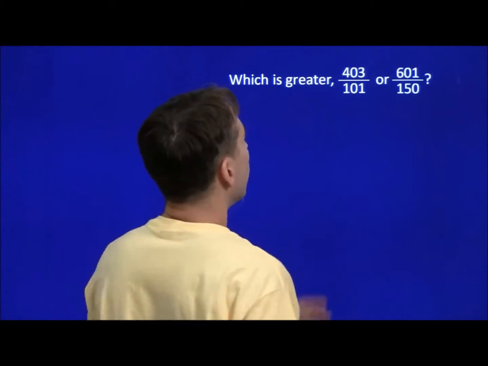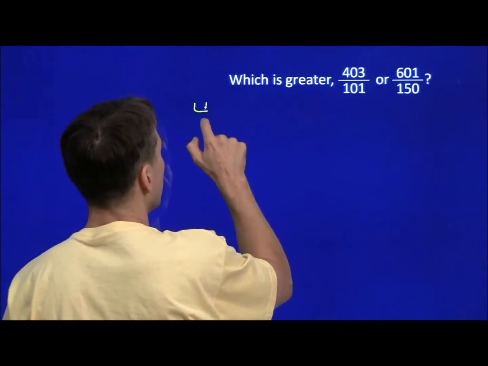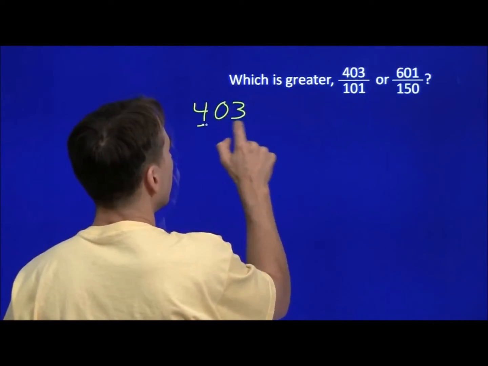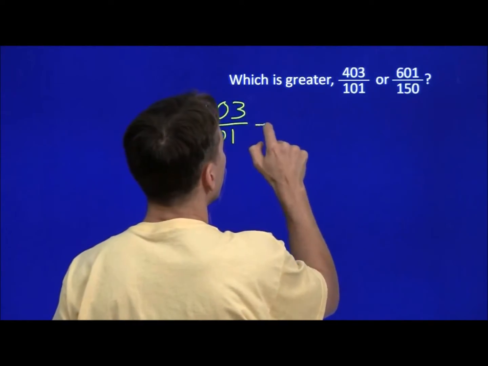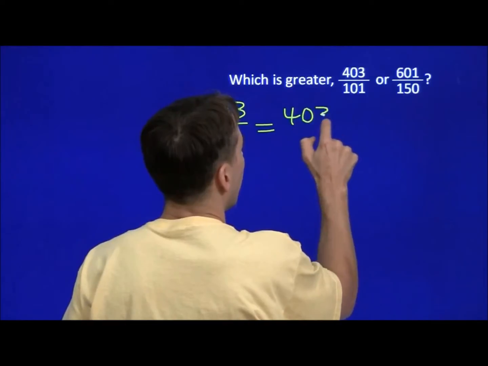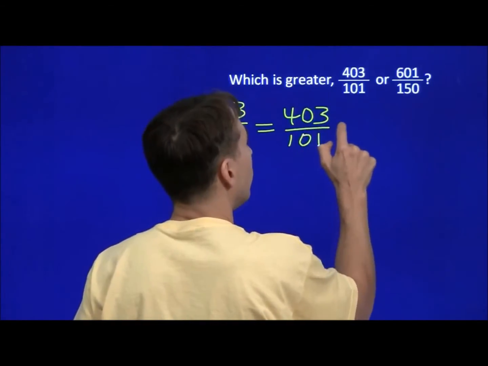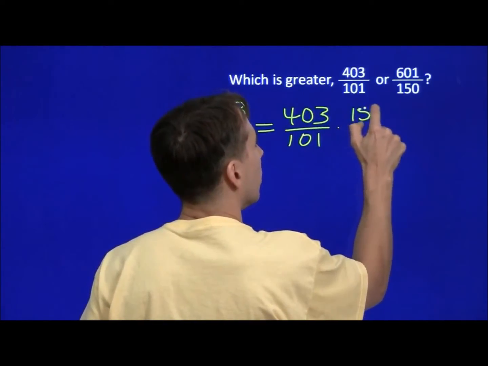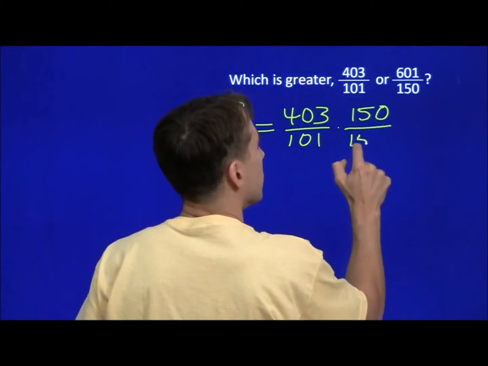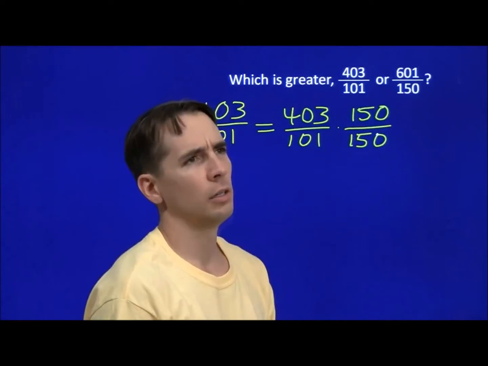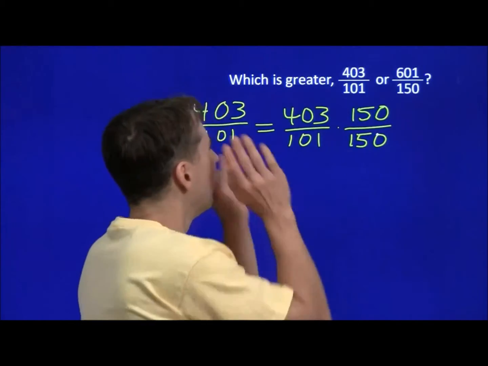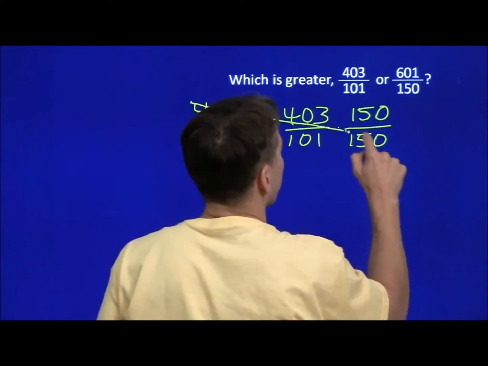How about this one? Well, these denominators aren't nearly as bad. We can go ahead and find a common denominator here. 403 over 101. We start off by multiplying that by 150 over 150 because we want to get the common denominator. And let's see, 403 times 150. Yeah, life's too short for that. Forget this. There's got to be a better way to do this.